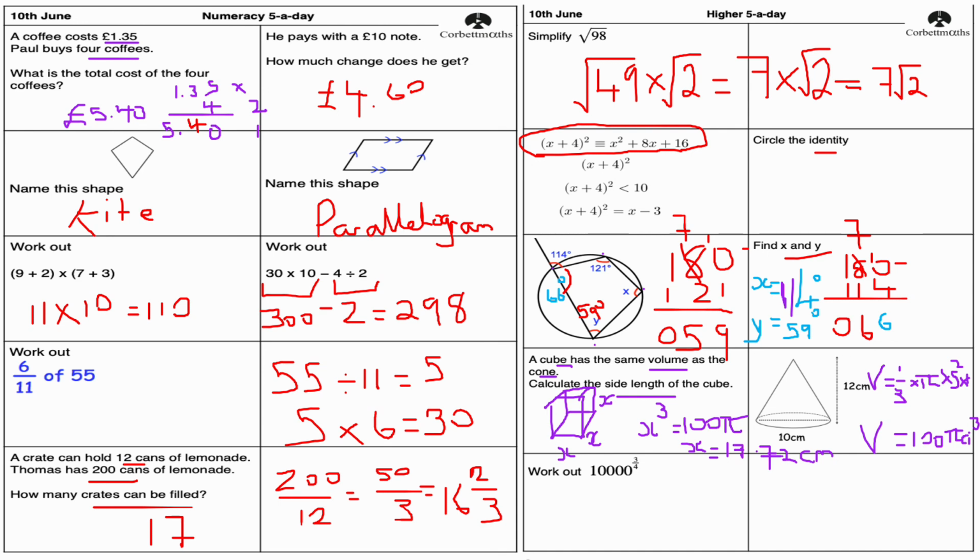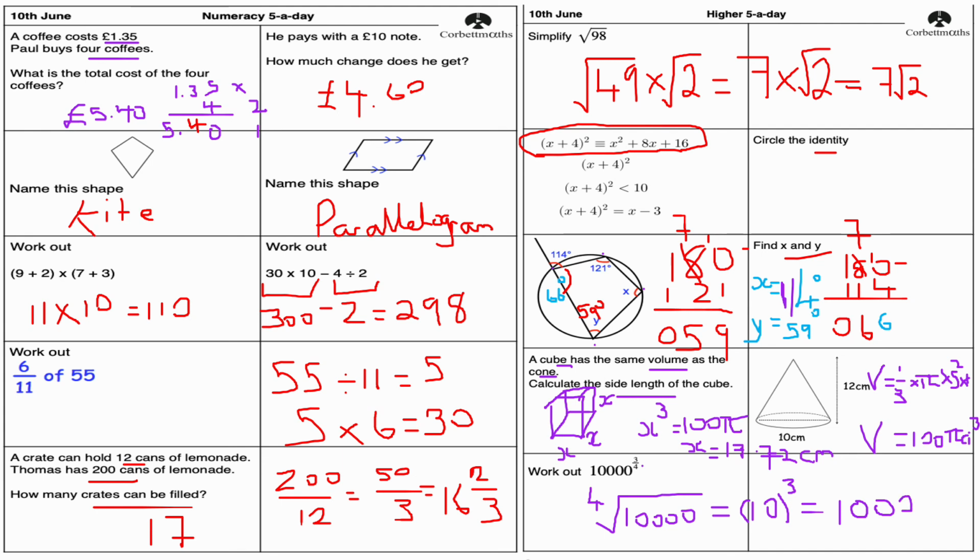Right, last question, guys. Work out 10,000 to the power of 3/4. So it's the 4th root of 10,000, and then I cube my answer. The fourth root of 10,000 is equal to 10, because 10 to the power of 4 gives me 10,000. Then I raise it to the power of the numerator, which is 3. 10 to the power of 3 means 10 times 10 times 10, which is 1,000. So my answer is just 1,000.